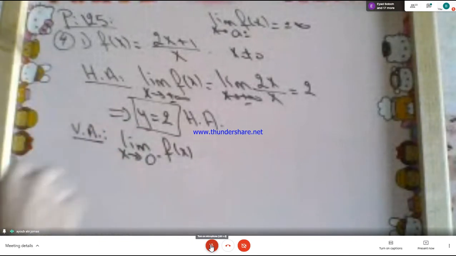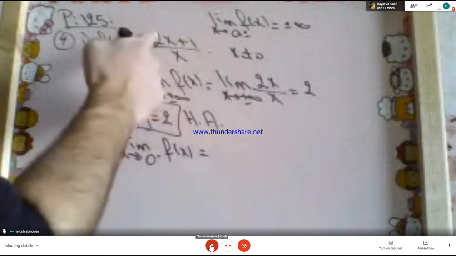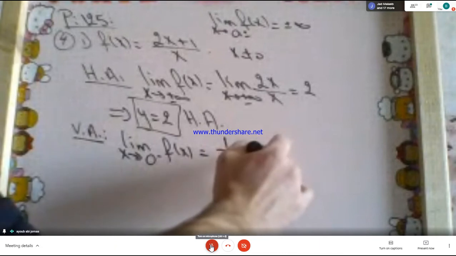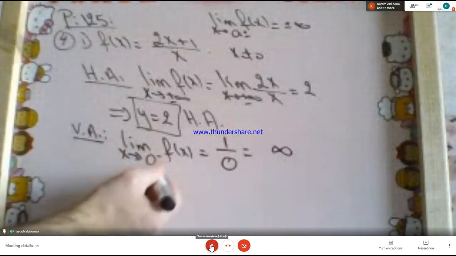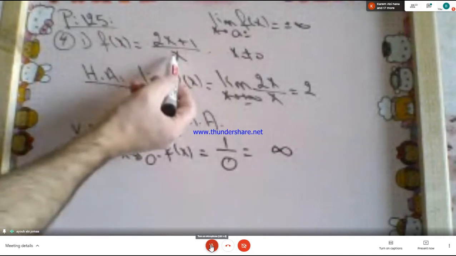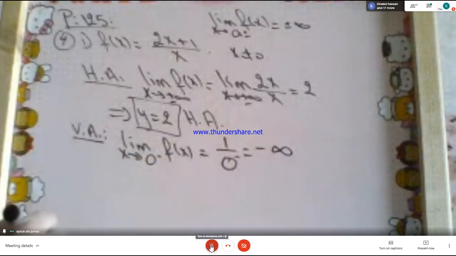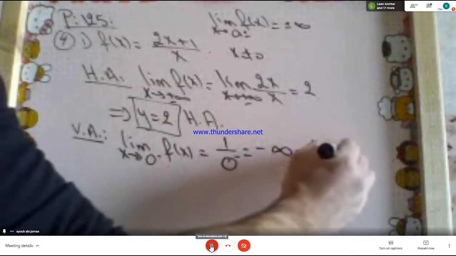Limit as x approaches 0 minus. Replace. It's 1 over 2 times 0 plus 1, which is 1 over 0. Now a number over 0 is infinity. 0 minus means numbers less than 0, for example negative 0.1. Replace by negative 0.1, again negative. Positive by negative is negative. This is enough to say that x equals 0 is a vertical asymptote.